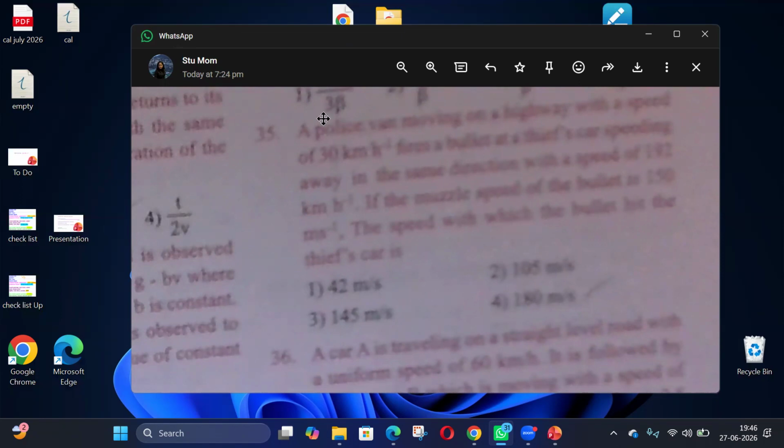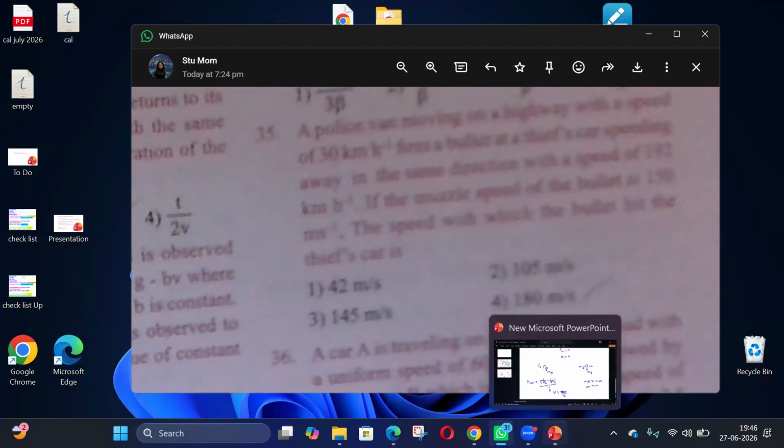A police van moving on a highway with a speed of 30 kilometers per hour fires a bullet at a thief's car speeding away in the same direction with a speed of 192 kilometers per hour. If the muzzle speed of the bullet is 150 meters per second, the speed with which the bullet can hit the thief's car is. Sir, just a moment, sir.